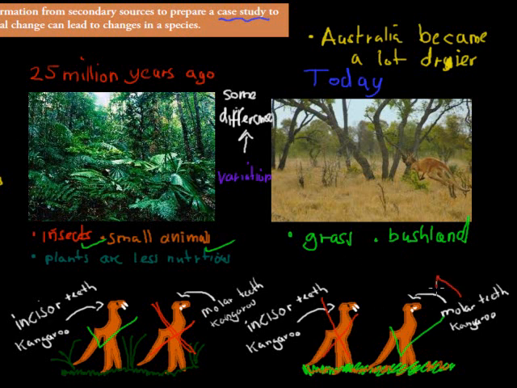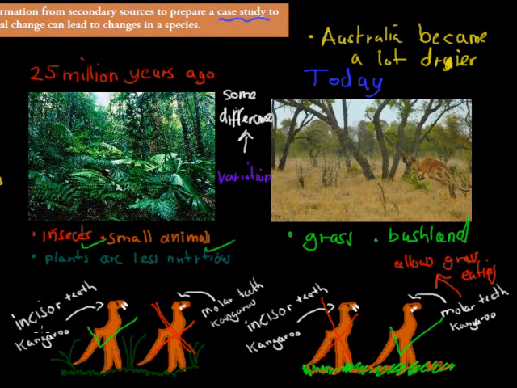So molar teeth allow grass eating, and more effective grass eating as well. So there's lots of grass, so these molar teeth kangaroos are now predominant. So the majority of our kangaroos we have today are ones which have really well developed molar teeth. They still have the incisor teeth, but they're not as well developed. Whereas 25 million years ago, it would have been very different.